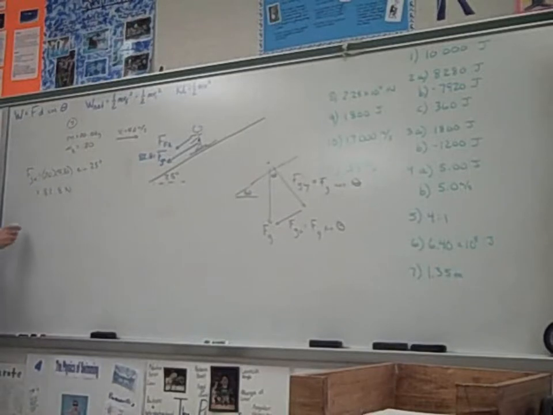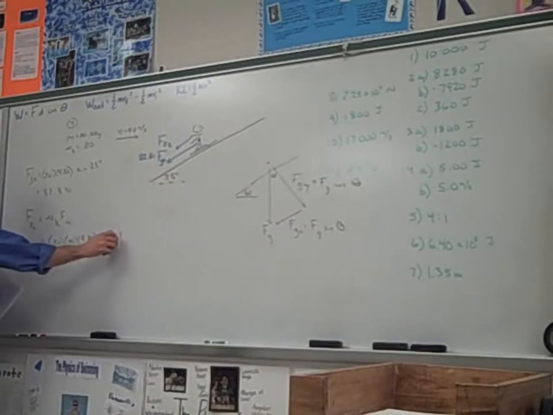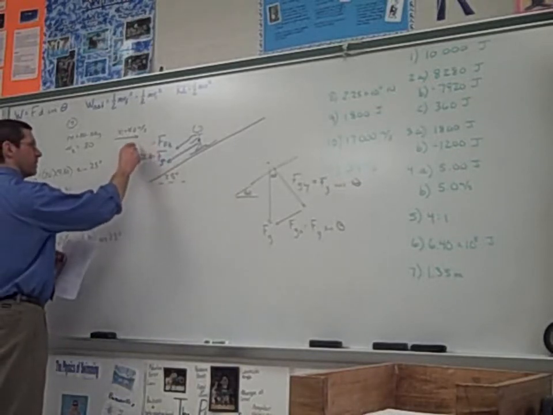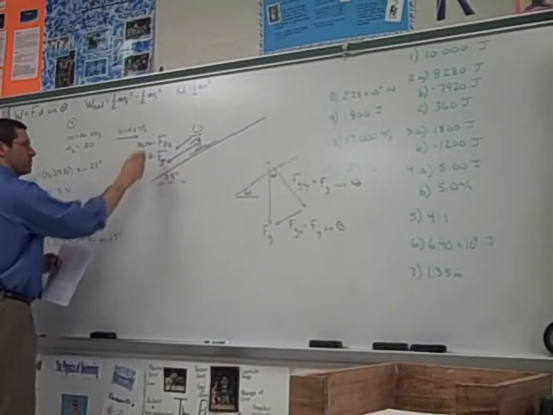Friction, FK, is mu K Fn. So mu K is 0.20. Fn is going to be mg cosine theta. So 20 times 9.80 cosine 25. And so we find the friction force is 35.7 newtons. So this is 35.7 newtons.